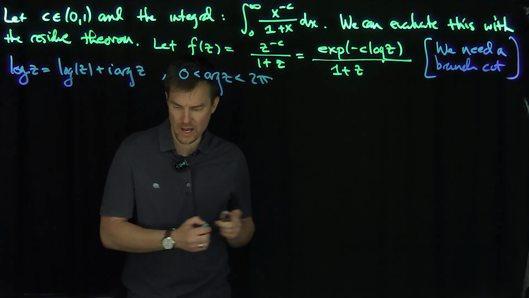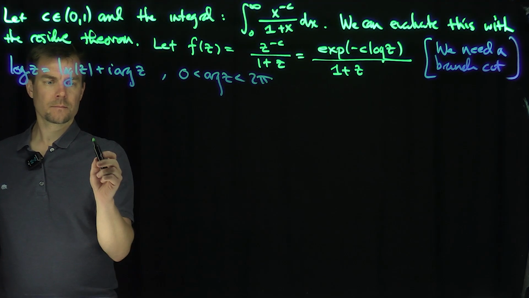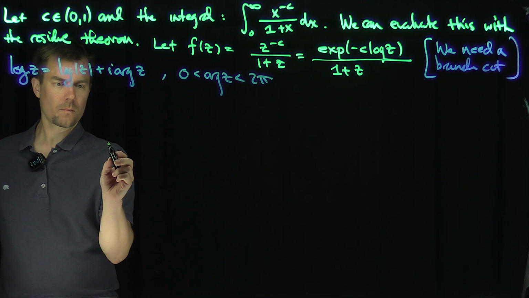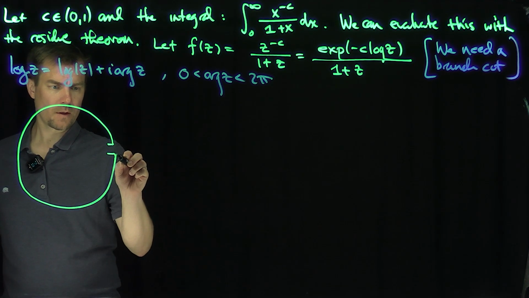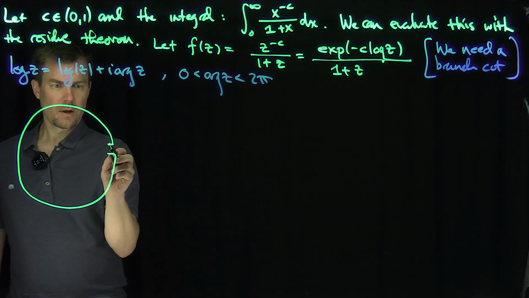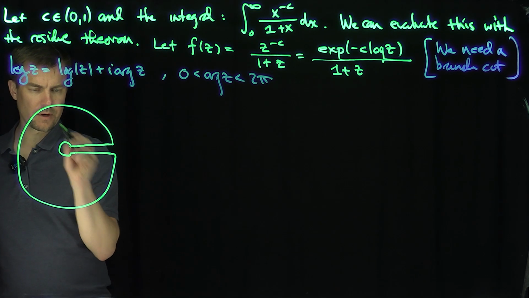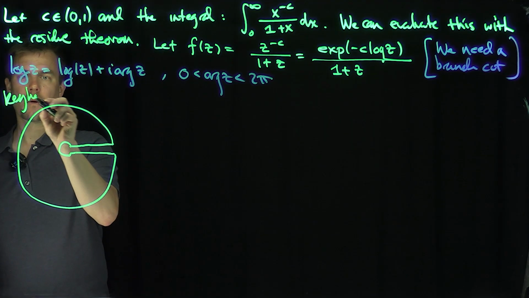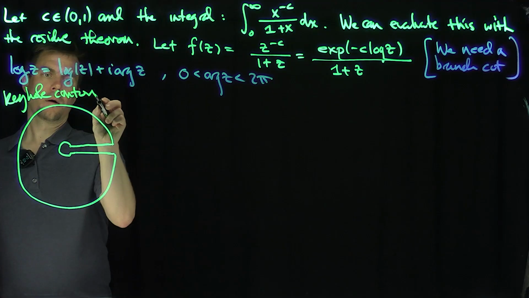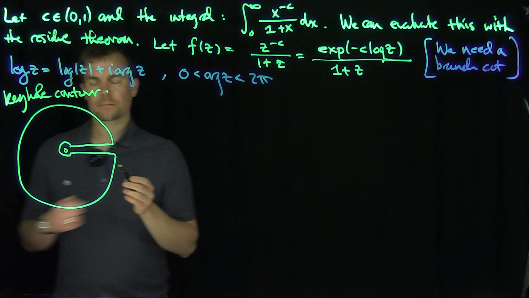Okay, and what I'm going to do now is draw a contour. Here's my contour. That's a circle of radius R. And there's going to be a narrow alleyway over here to a circle of radius little r. Okay, so that's my keyhole contour. So it's called a keyhole contour. And of course, this is going to be the origin, so that's the origin 0.